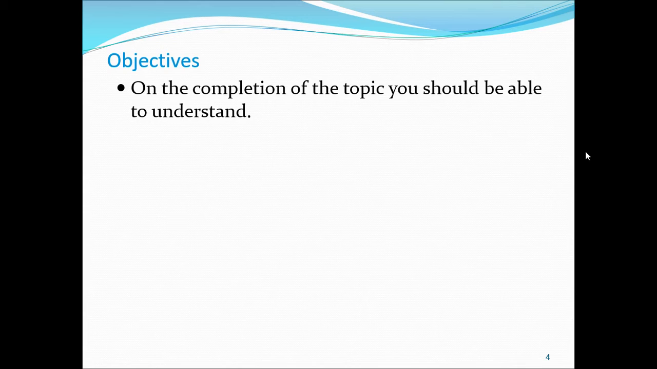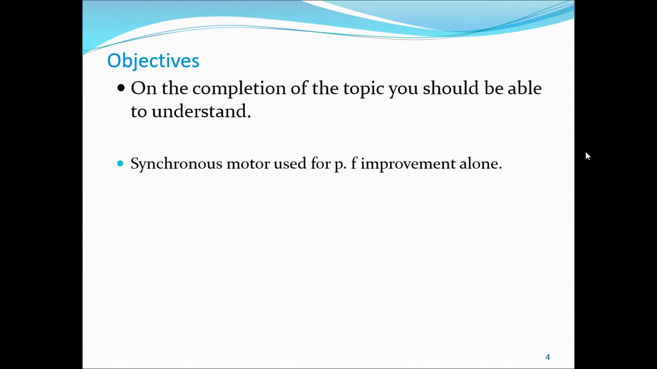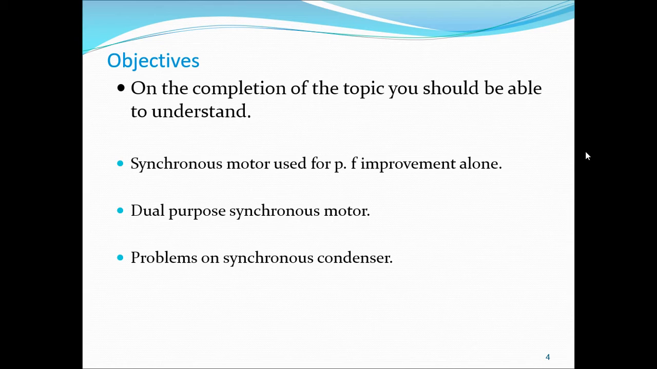Today we will check the synchronous motor used for power factor improvement. That means how it is used to improve the power factor. As I told, a synchronous motor overexcited under no load draws leading power factor. And we will do problems on the synchronous condenser also.